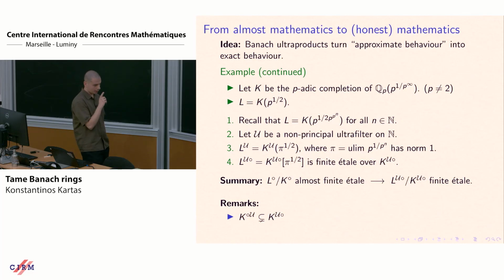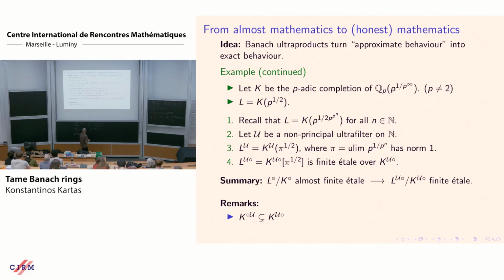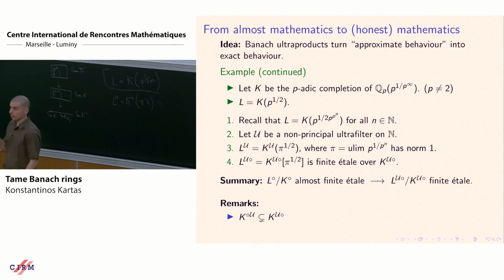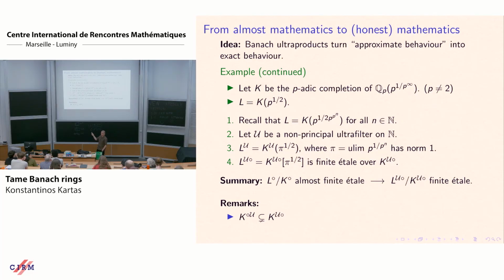So yeah, something that I should point out, and actually it's related to your question. Banach ultra products, or Banach ultra powers, do not commute with taking power bounded elements. If you take the ultra power of the valuation ring, then that's a valuation ring of higher rank. Whereas if you take the power bounded elements of the ultra power, then it's always a rank 1 thing.